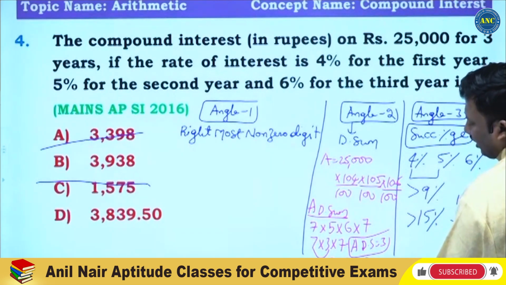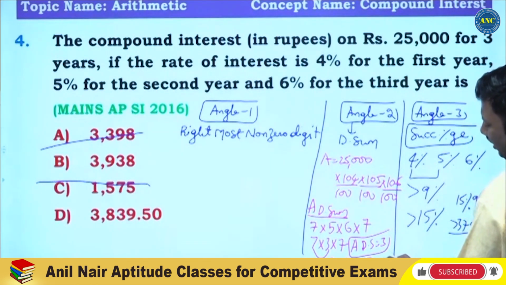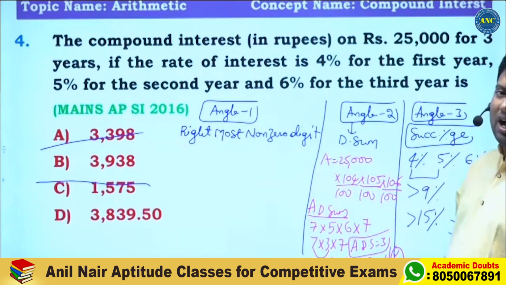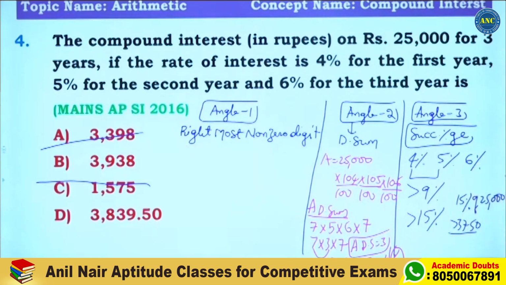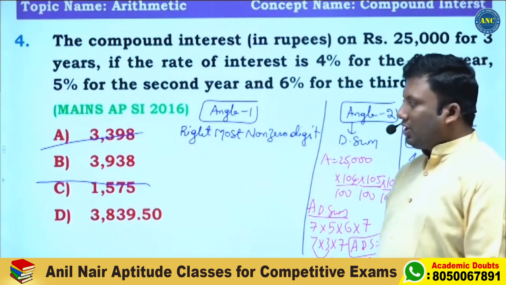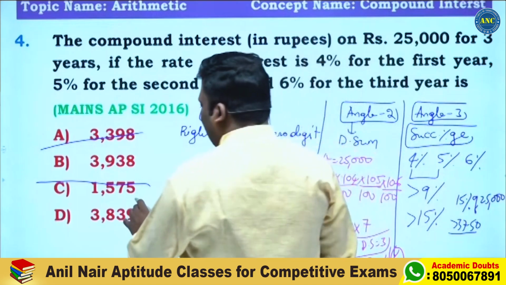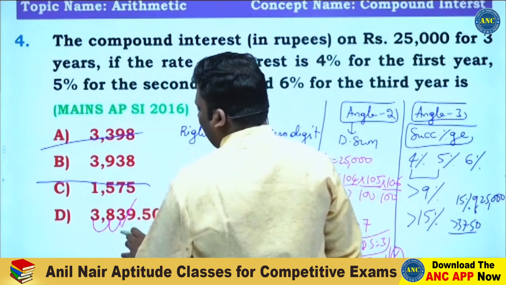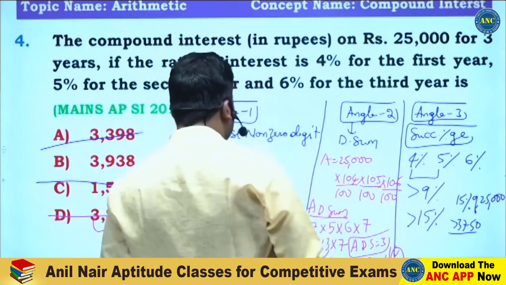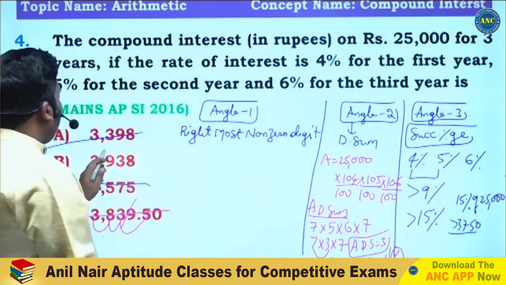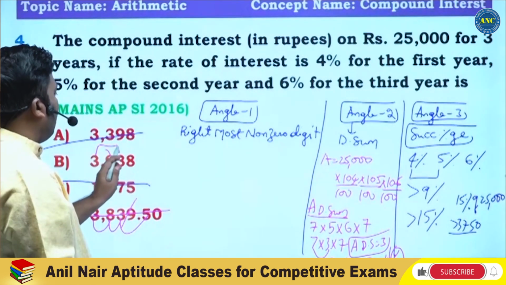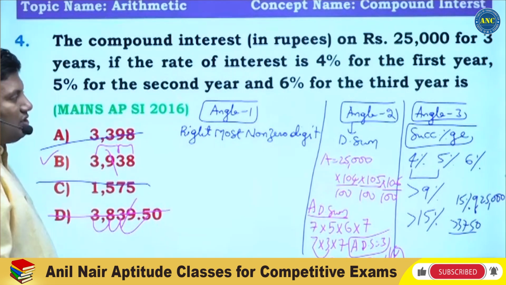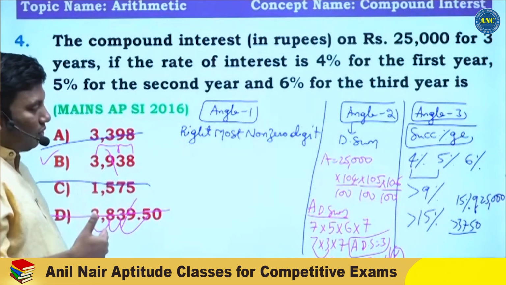Principal digital sum is 7. So it is 3 minus 7, which is minus 4, which is 5. The compound interest digital sum should be 5. 9 I can eliminate. 3 plus 8 is 11, plus 3 is 14, plus 4 5 is 19, which is 1. For 3938: 3 plus 3 is 6, plus 8 is 14, 1 plus 4 is 5. So with angle 2 we eliminated 2 options.